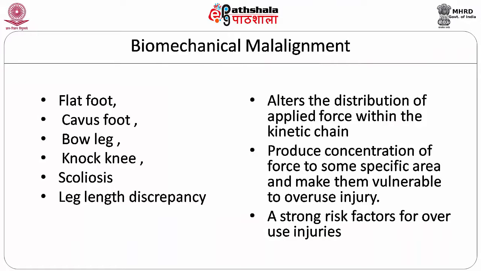The deviation in the alignments of various segments of the body, such as flat foot, cavus foot, bow leg, knock knee, scoliosis, leg length discrepancy, etc., are the known causes of overuse injuries. These factors alter the distribution of applied forces within the kinetic chain and are considered a strong risk factor for overuse injuries. The biomechanical deviations produce concentration of force in some specific areas and make them vulnerable to overuse injuries.